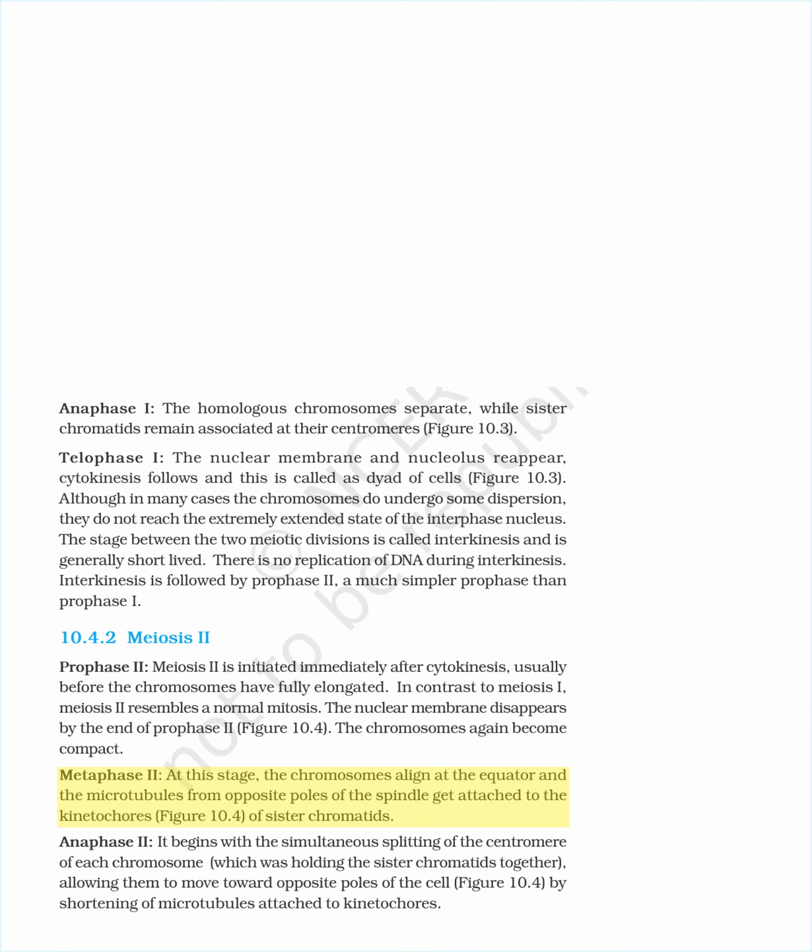Metaphase II. At this stage, the chromosomes align at the equator and the microtubules from opposite poles of the spindle get attached to the kinetochores, figure 10.4, of sister chromatids. Anaphase II. It begins with the simultaneous splitting of the centromere of each chromosome, which was holding the sister chromatids together, allowing them to move toward opposite poles of the cell, figure 10.4, by shortening of microtubules attached to kinetochores.